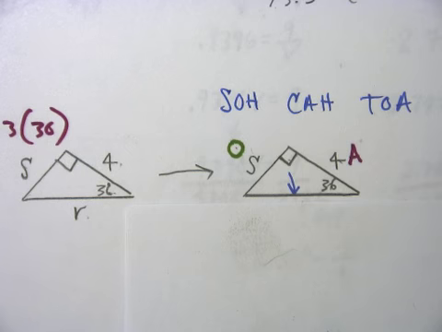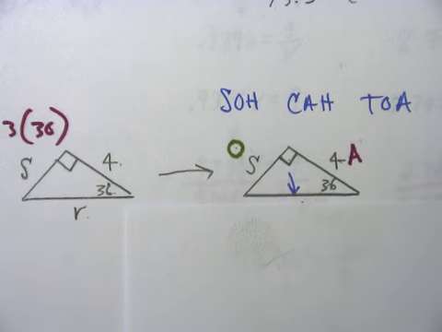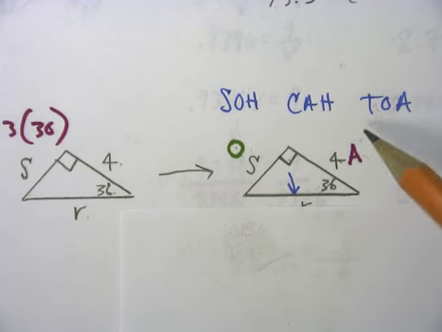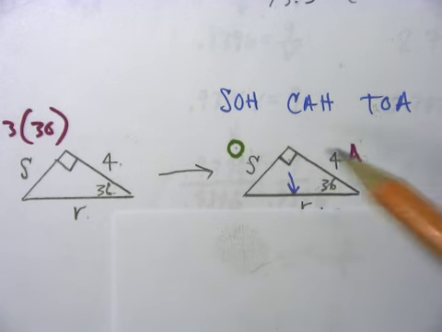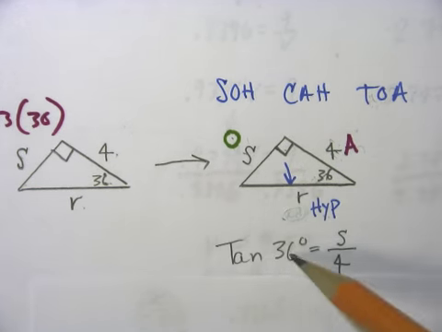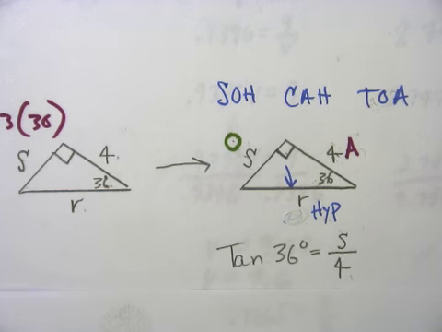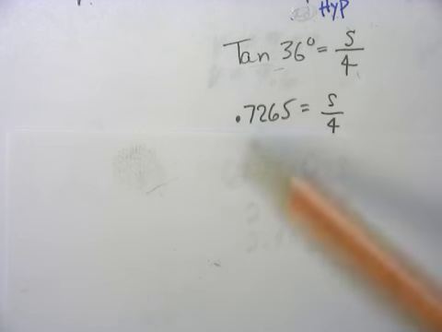So I'm going to block out this hypotenuse here. They gave me the A, and I'm looking for the O. Out of the three trig functions in SOHCAHTOA, which one has the A and the O? If you pick the tangent, you pick correctly. So the tangent of this angle is equal to the opposite over the adjacent. The opposite is S, and the adjacent is 4. So the tangent of 36 degrees is S over 4.